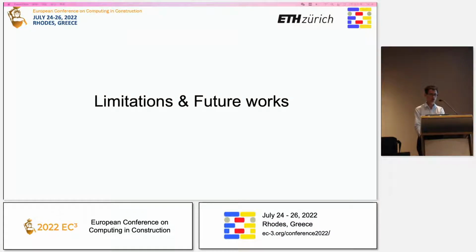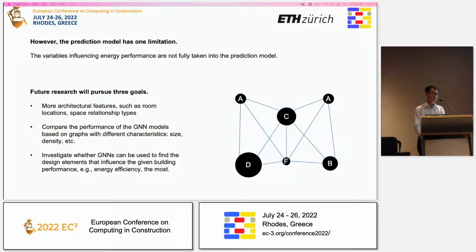Limitations and our future work. One of the major limitations is that the variables influencing the energy performance are not fully taken into account in the prediction models, like the edge properties we just mentioned. So this gives us 3 research directions for future work. We are going to encode more architectural features, such as the room locations, space relational types, and the materials for the space in our graph models. And secondly, once we have more features included, we are going to compare the performance of GNN models using the 3 criteria we just proposed.